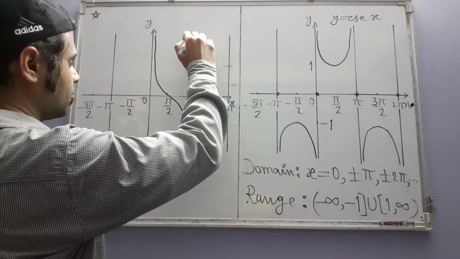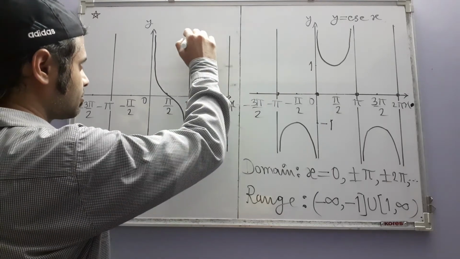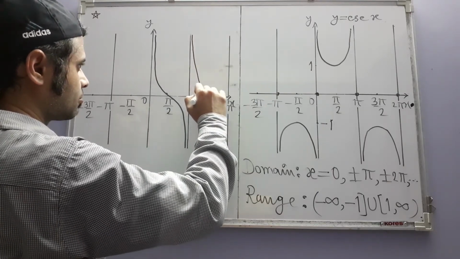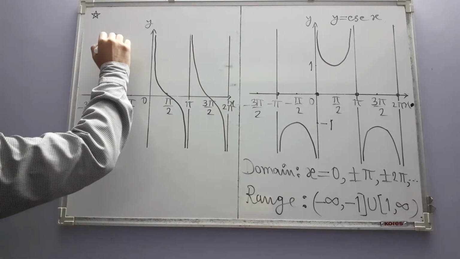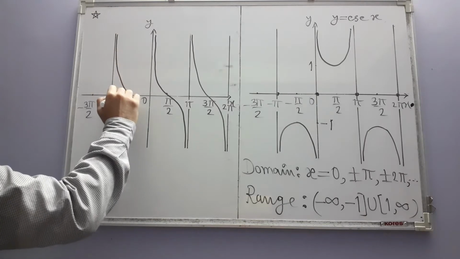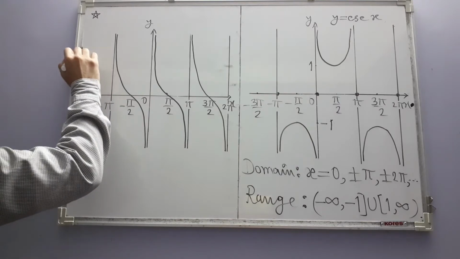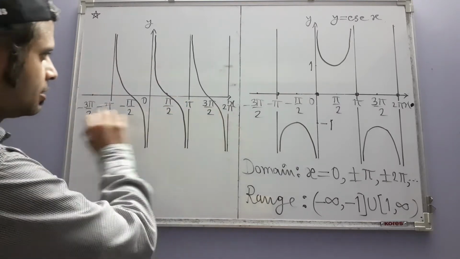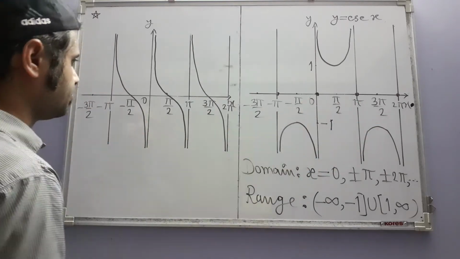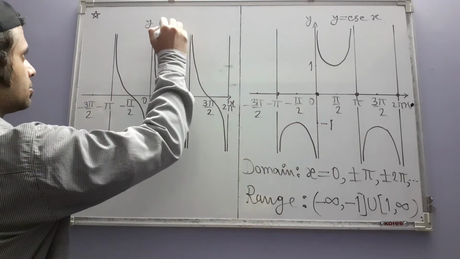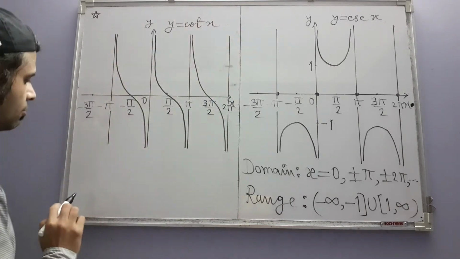Freehand drawing is awful. My freehand drawing, that is. And just like that, there is another one like this. This pattern continues without any end on either side. So this is y equal to cot x.